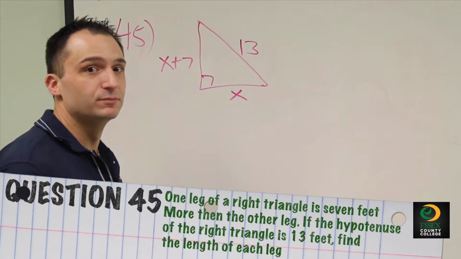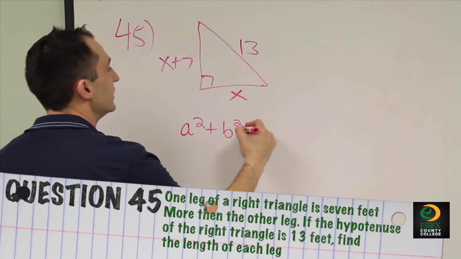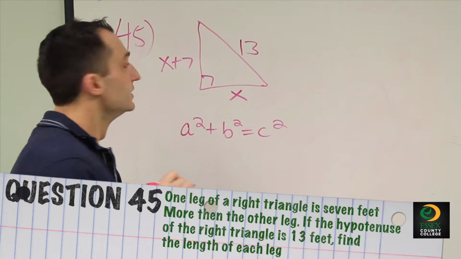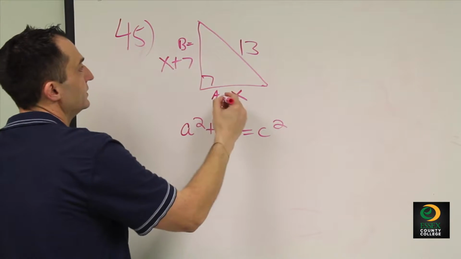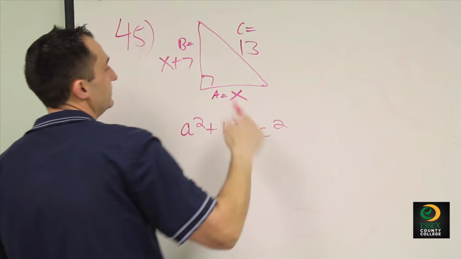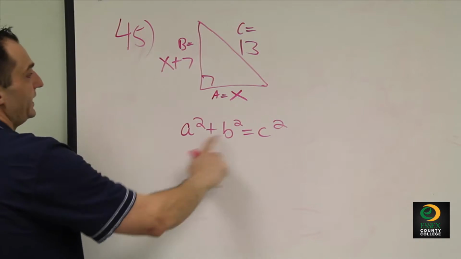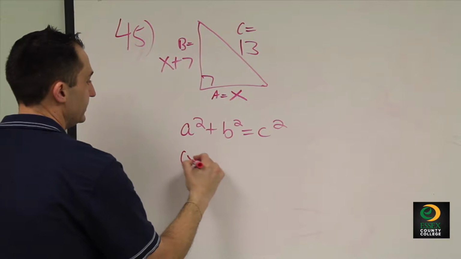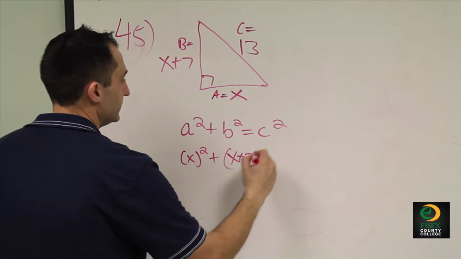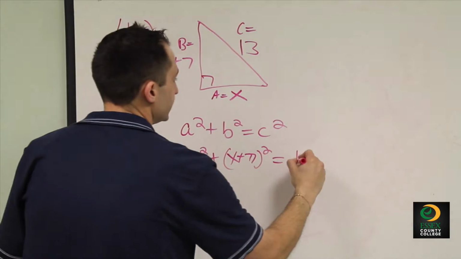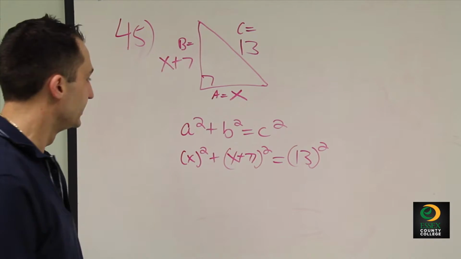So in order to do this problem, we're going to use the Pythagorean Theorem, which states that a squared plus b squared is equal to c squared. And simply, we'll call this side a, this side we'll call b, and 13 is c, which is the hypotenuse. Now we're just going to substitute these values in for a, b, and c. So we're going to be left with x squared plus (x plus 7) squared is equal to 13 squared. Now we're going to solve this equation.